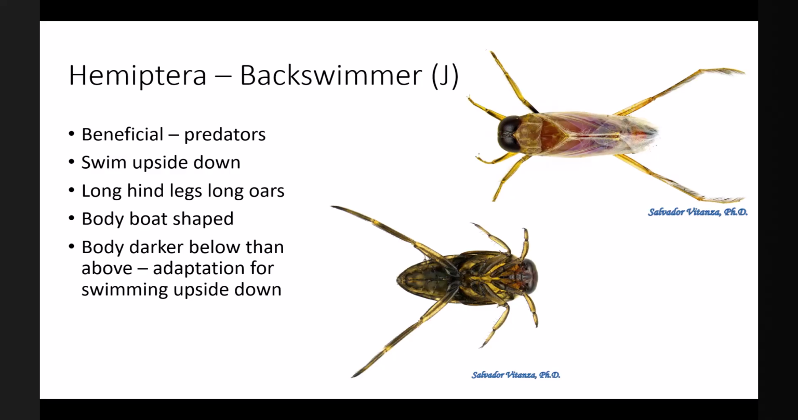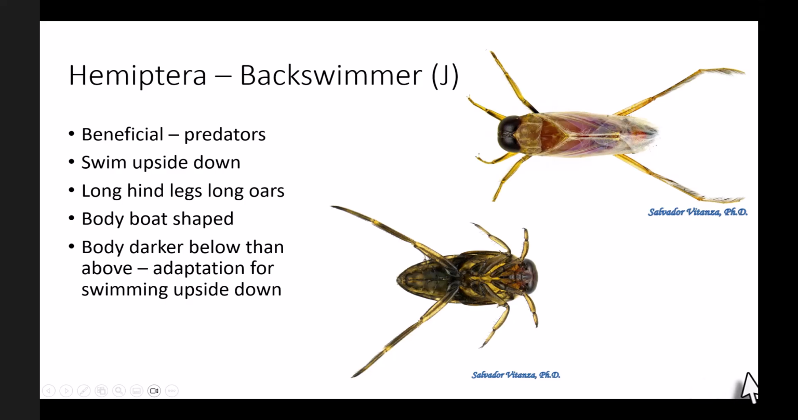So if they're swimming upside down, their top part, their dorsal part, like this top picture, is what you would see if you look up as a fish. And so it kind of blends in with the sky. The bottom of them, their ventral part, is darker. And so if you are a bird looking down, they're blending in with the water, with the darkness of the water. They have long hind legs that are modified as kind of like oars to help them shoot through the water quickly. Their body is kind of aerodynamic, or it's meant for being in the water. It's shaped like a boat, and there's a reason why boats are shaped a certain way. So back swimmers are aquatic beneficial insects.